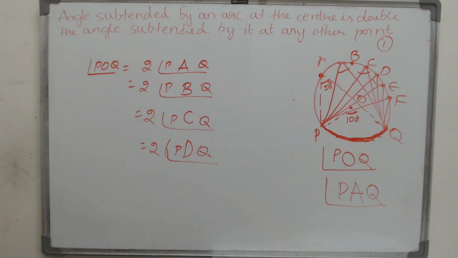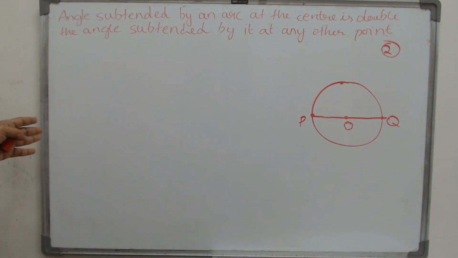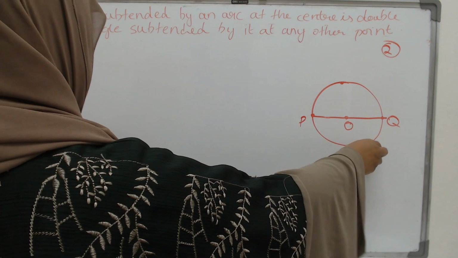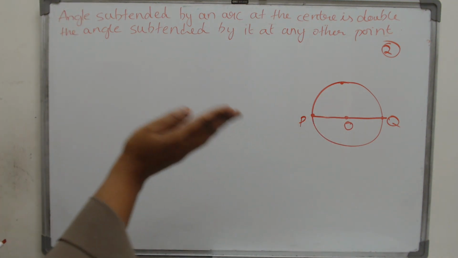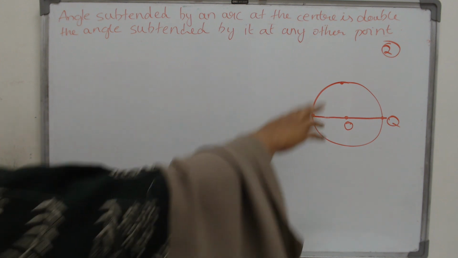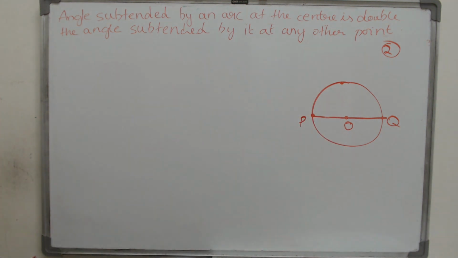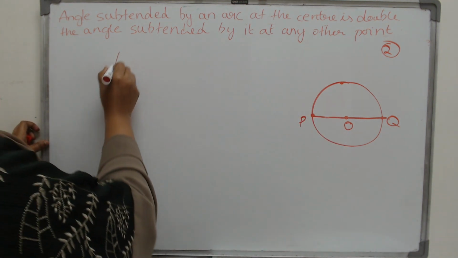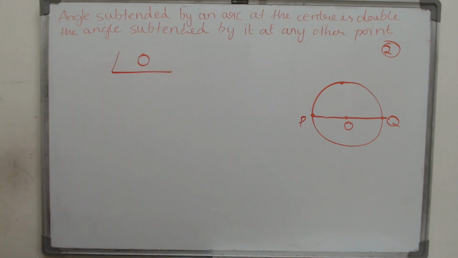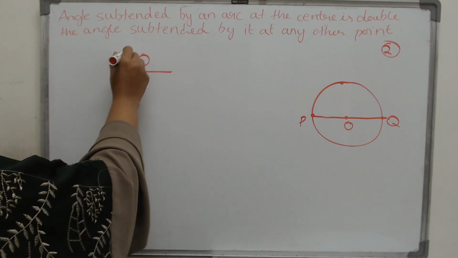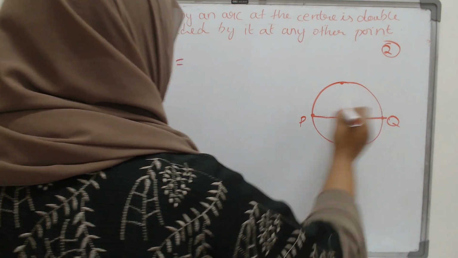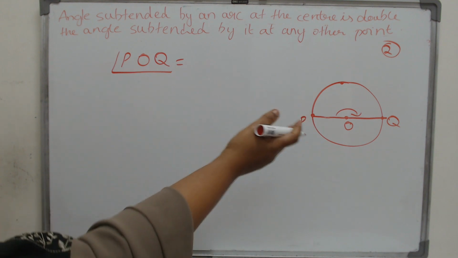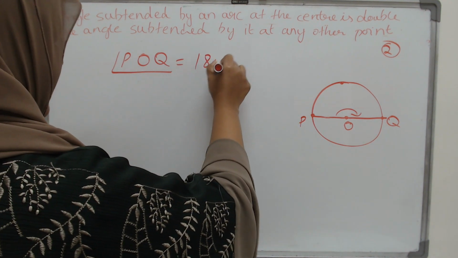Very interesting, isn't it? Now we come to the second case. In the last case, what did we take? We took a very small, a minor arc PQ. But what have we done here? Here we have taken a semicircle. It is cutting the circle into two equal parts. Then what is the angle made at the center? It will be POQ. This is your angle. And what is that angle? You can just look at it and say that it is 180.